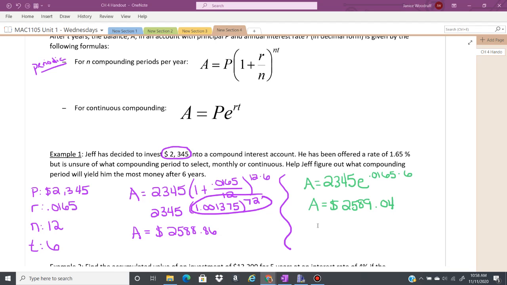So which one will he choose? This is only a difference of not even a whole dollar, it's 18 cents. But after 6 years, he's going to have more money in the continuous interest. So if he is planning on keeping the money there for a lot longer, then he would want to keep it there. After 6 years, probably not going to make much of a difference, but possibly 10 years, 20 years down the road, then it will be a little bit more.